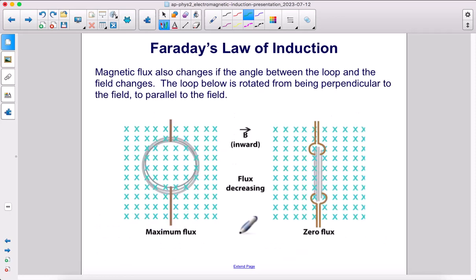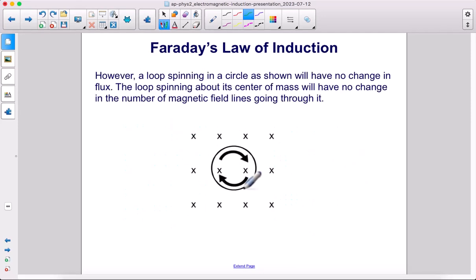Magnetic flux also changes if the angle between the loop and the field changes. The loop below is rotated from being perpendicular to the field to parallel to the field. So you can see that here we have maximum flux because the field lines are going straight through the loop. Over here we have zero flux because the loop is parallel to the field. However, a loop spinning in a circle as shown about this axis here will have no change in flux. The loop spinning about its center of mass will have no change in the number of magnetic field lines going through it.